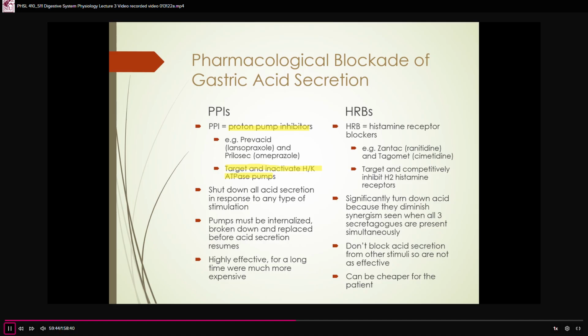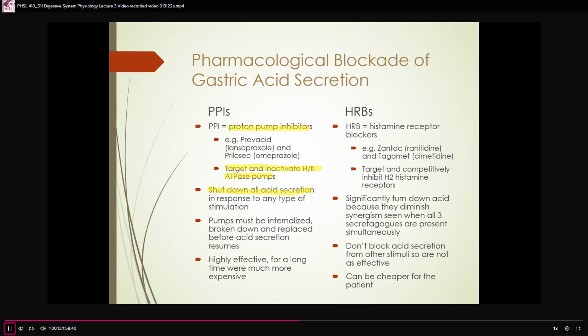They inactivate those pumps. You have to completely remove those pumps and replace them with new pumps before acid secretion will resume. Because of that, they shut down all acid secretion, no matter what the stimulus was that got it going. So they're very highly effective. And they're effective over long periods of time because, like I said, you can't reestablish acid secretion until you synthesize more of them and get them trafficked and inserted properly into the cell. So they're highly effective, but they're very cost prohibitive.